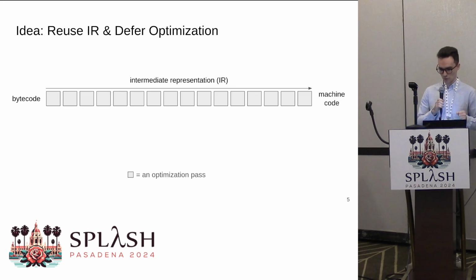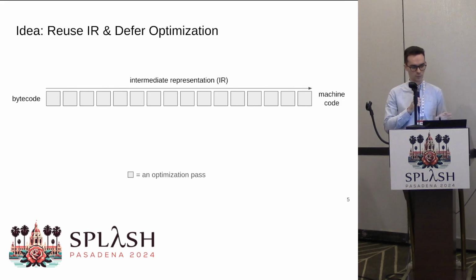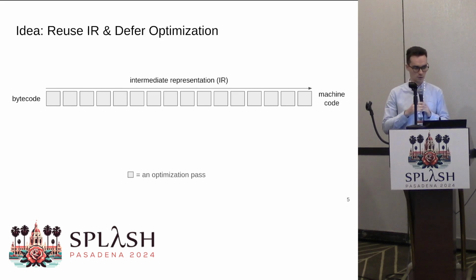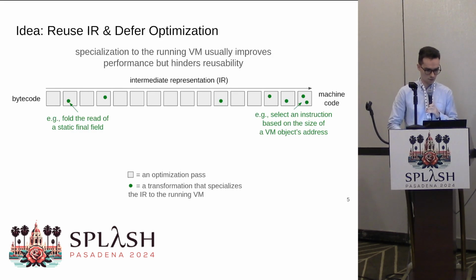To understand this, first consider this simplified view of a compilation pipeline. We usually start compiling the bytecode, we parse it into an intermediate representation, the compiler applies multiple optimization passes, and finally it emits the machine code. This is just an illustrative view. Usually there are many more optimization passes. And now we can view it like this.